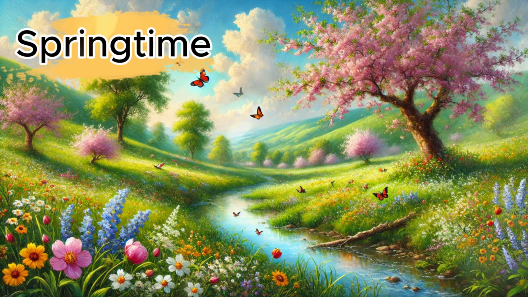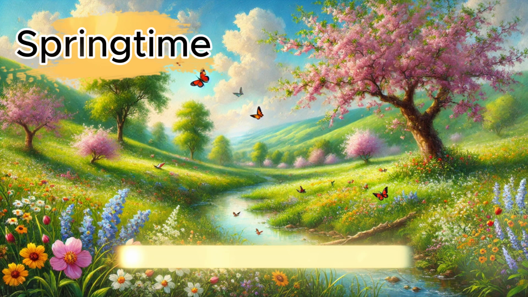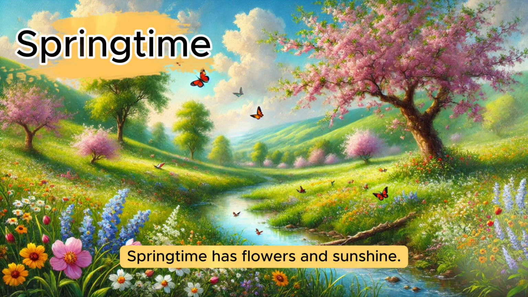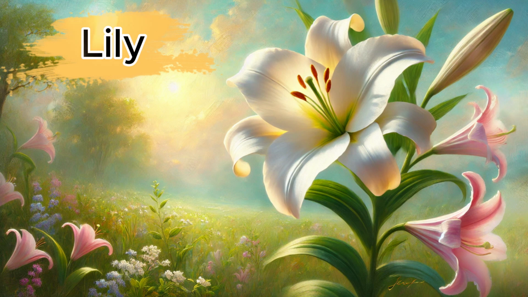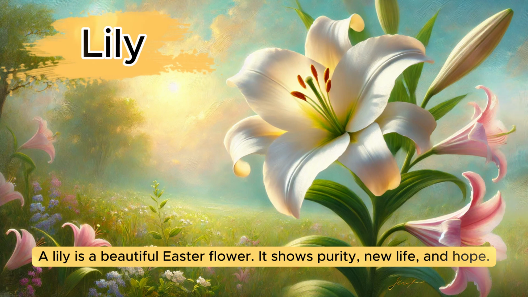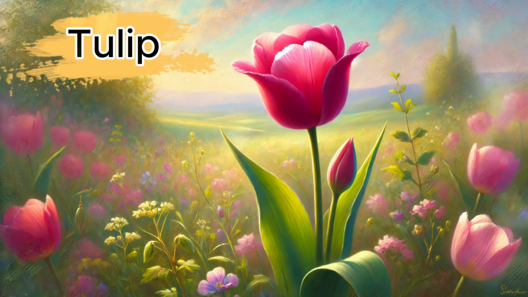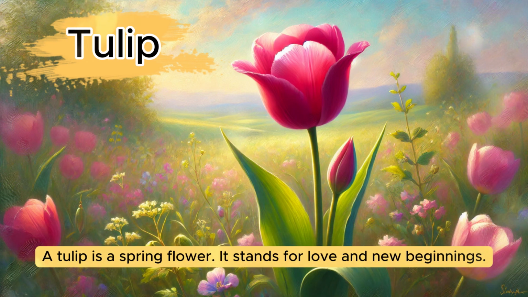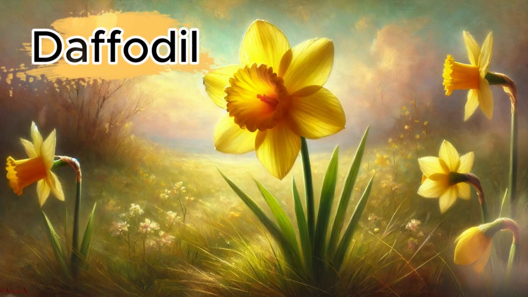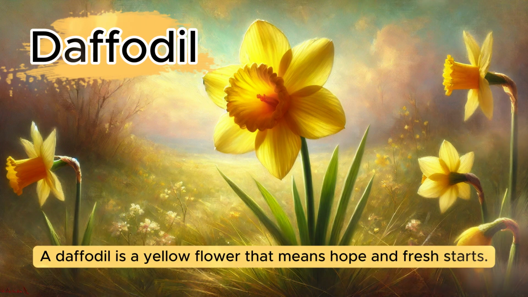Springtime. Springtime has flowers and sunshine. Lily. A lily is a beautiful Easter flower. It shows purity, new life, and hope. Tulip. A tulip is a spring flower. It stands for love and new beginnings. Daffodil. A daffodil is a yellow flower that means hope and fresh starts.